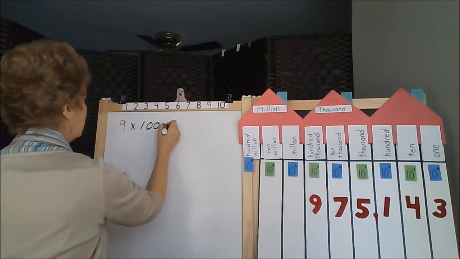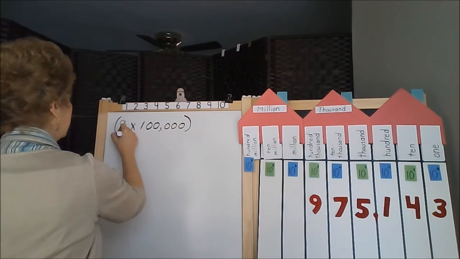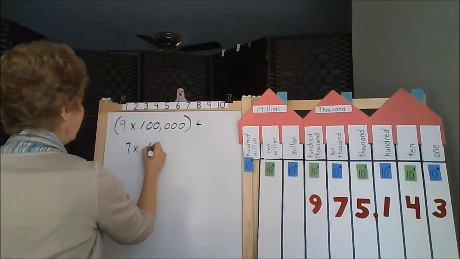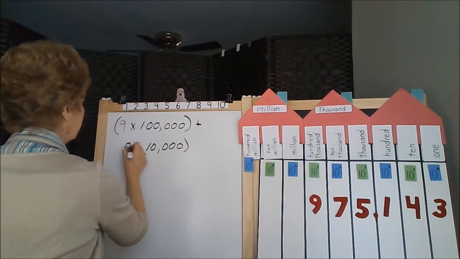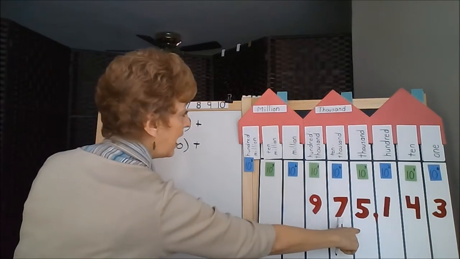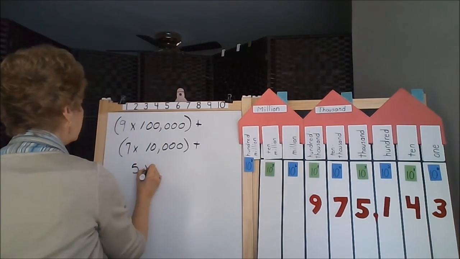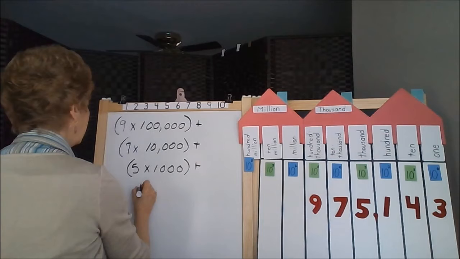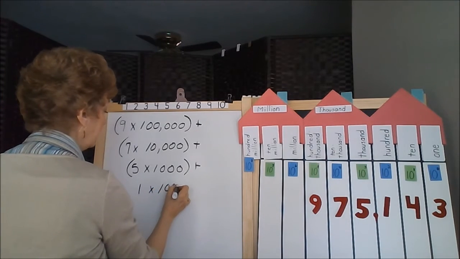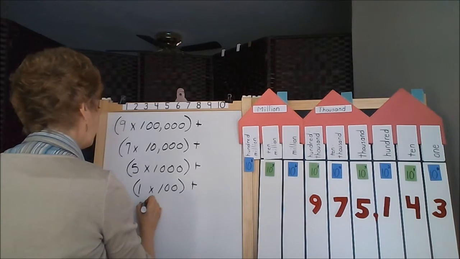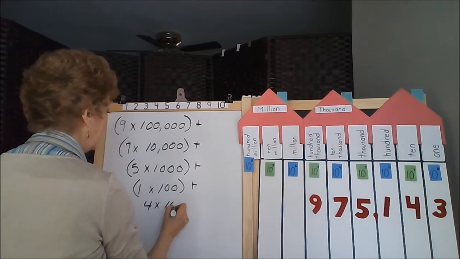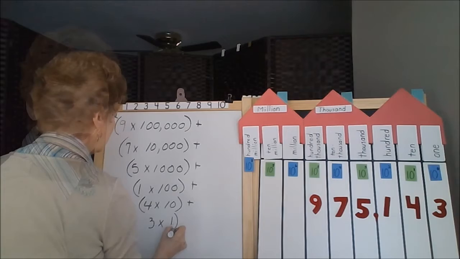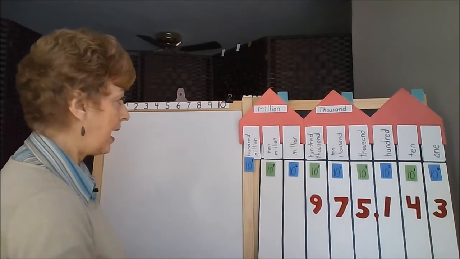100,000 plus 7 times 10,000 plus 5 times 1,000 plus 1 times 100 plus 4 times 10 plus 3 times 1. Or this number could be written using the exponents.